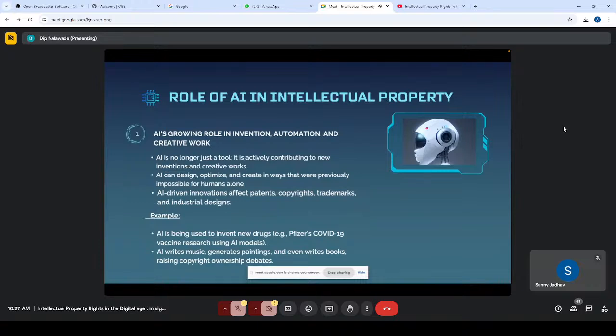Then AI writes music, generates paintings, and even writes books, raising copyright ownership debates. So yes, this is very common, and I should not say this loud, but AI can write your assignments too. Just don't do that. Take my advice on that.